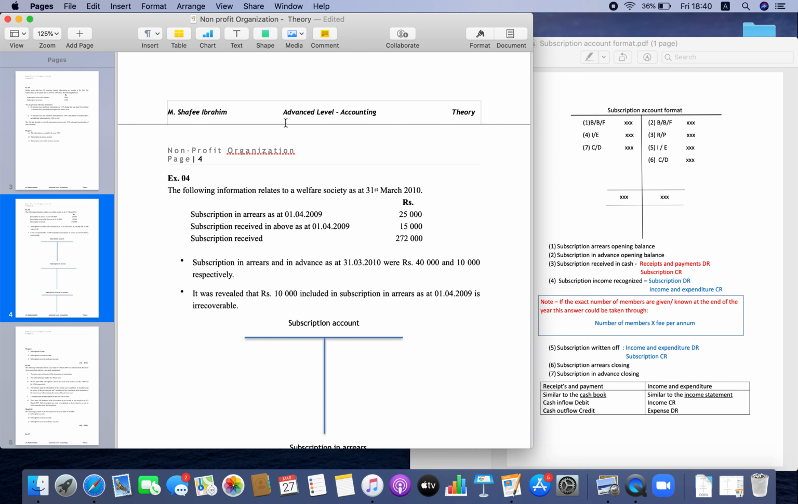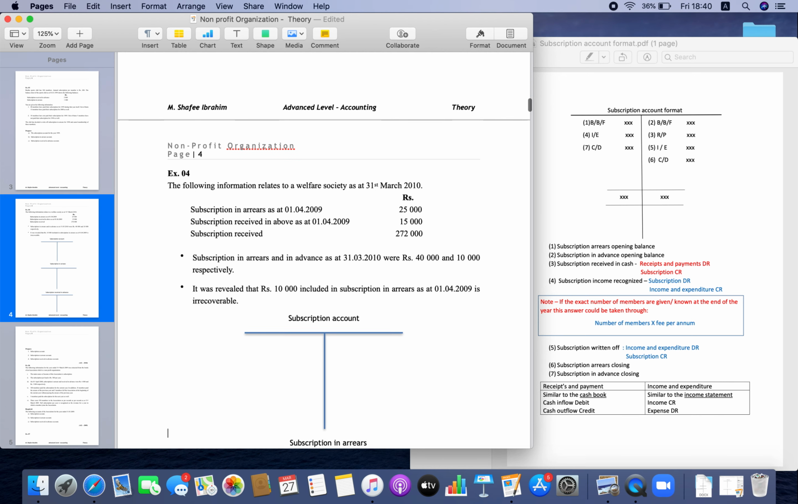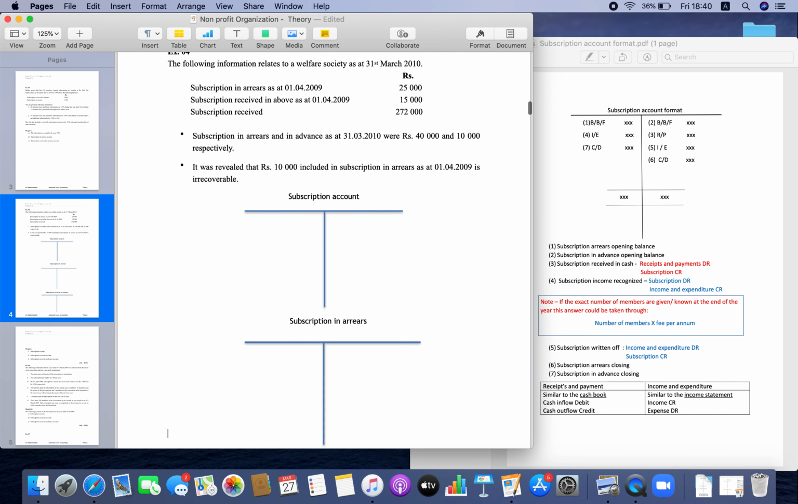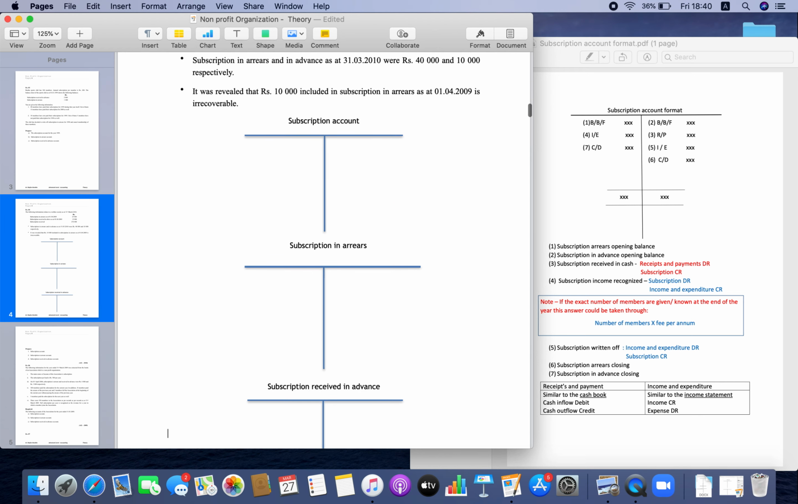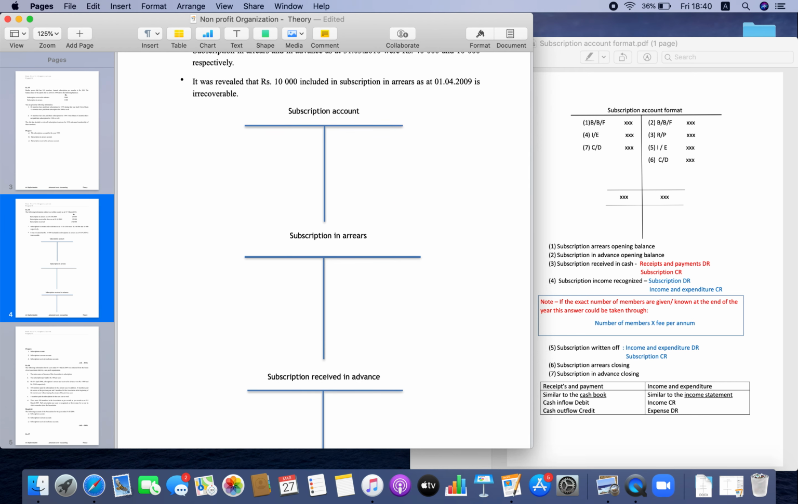So what are the 3 accounts? The subscription account, the same account you prepared as of question number 1 and 2. Also, we will be preparing 2 accounts separately, subscription arrears account and subscription advance account. So guys, the first thing I want you to do is write number 1. As of this screen, I want you to prepare or draw and keep 3 T accounts: subscription account, arrears account, advance account.